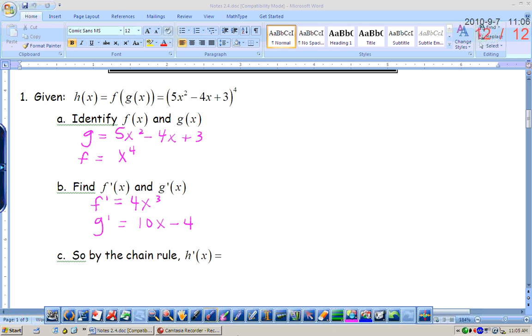Okay, so by the chain rule, h prime of x equals f prime of g times g prime. So I just need to plug these things into the formula. So f prime of g means I'm going to take my g and plug it into f prime. So 4, and then I'm going to plug the g in for my x. 5x squared minus 4x plus 3 all to the third power. And then times g prime, and g prime is 10x minus 4.